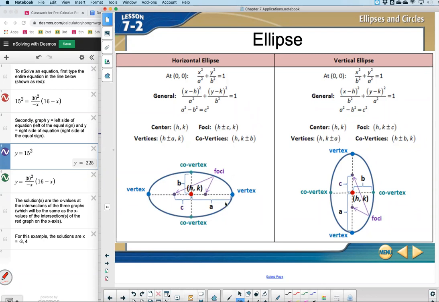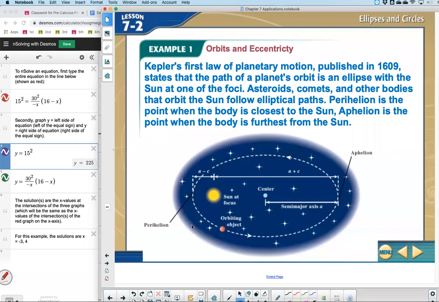From vertex to vertex is what we call the major axis. The minor axis is a co-vertex to co-vertex. Here, before we start this problem, just a general model. I'm going to talk through what this says.